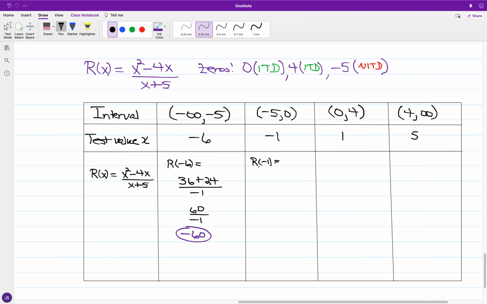Now for r of -1, you have -1 squared is 1. -4 times -1 is going to be a positive 4. -1 plus 5 is 4. So that particular output is going to be 5/4.